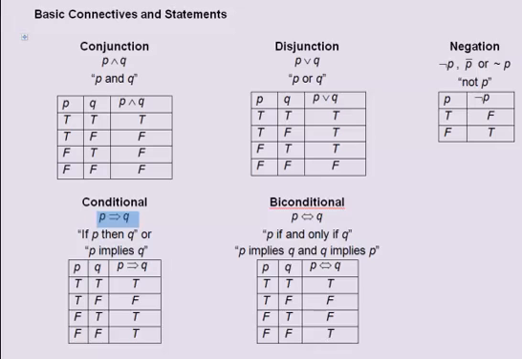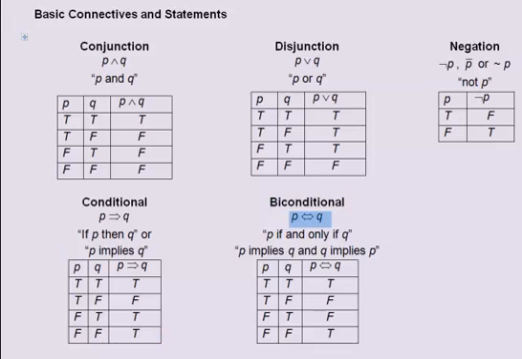Conditional. This symbol. Said, if P then Q, or P implies Q. P true, Q true, P implies Q true. P true, Q false, P implies Q false. P false, Q true, P implies Q true. P false, Q false, P implies Q true.